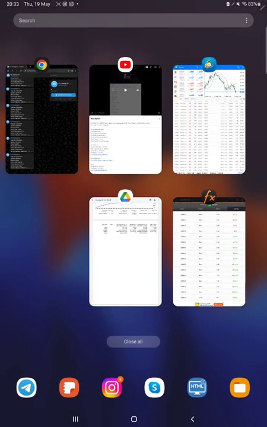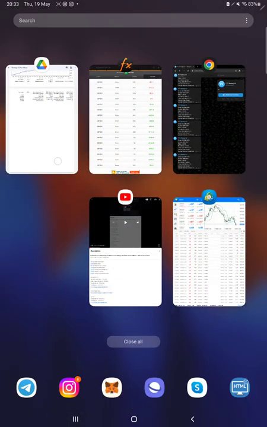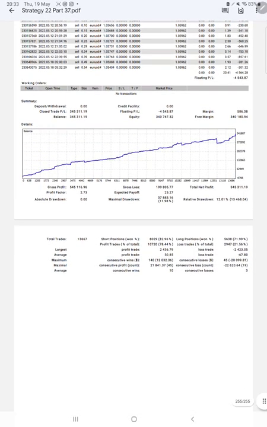Here is the current balance, which is $345,000. All these trade details are available through the MT4 to Telegram option, and you can get all the trade details with the order ID and whatever profit and loss we have booked on Telegram with this channel, which is FT1 Strategy 22. So make sure you follow this channel.